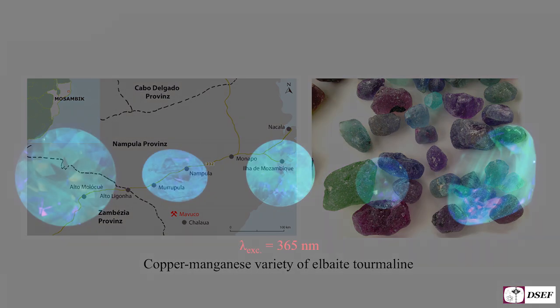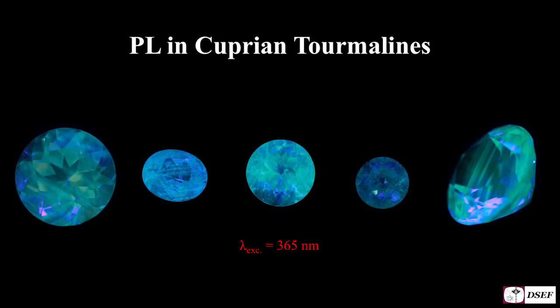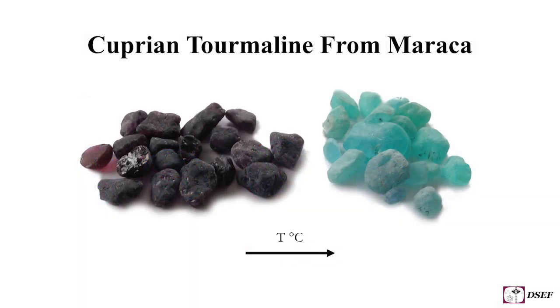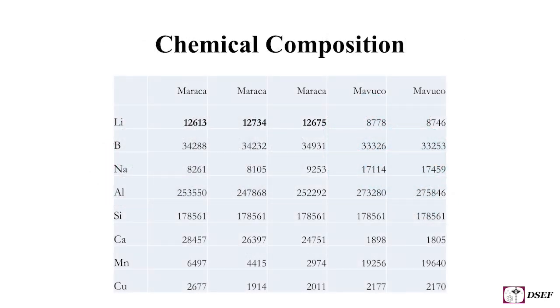Now, since about 2 or 3 years, we saw an increasing amount of stones which showed a distinct yellowish greenish fluorescence under long wave UV. So this is the type material we are looking at. This is how they appear in the rough, untreated form, and they are commonly heated to produce this nice turquoise blue colors. And they are not from the Mavuco deposit, they are from a deposit called Maraca, which is some 25 kilometers away. And they are chemically different.